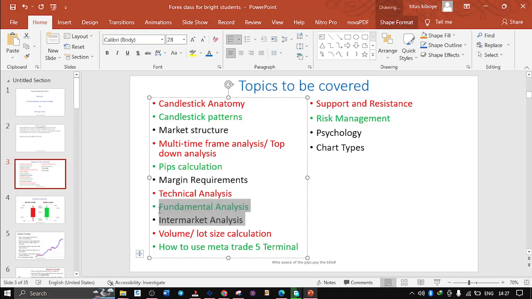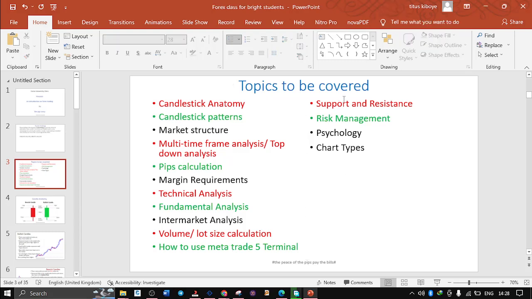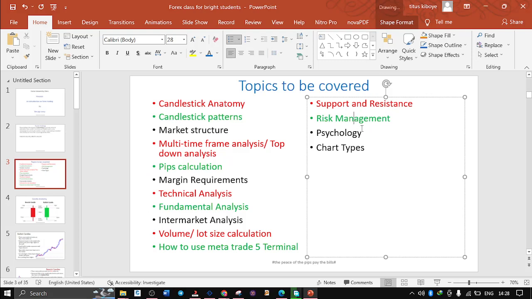This is mainly for currencies, the ones I've talked about. Now for indices we shall only require technical analysis. Then we have lot size calculation, volume calculation. We have how to use the trading platform, the one on your PC. Have you opened it already? Not really. As we are talking, you'll be opening it. Then we have support and resistance. We have risk management, psychology, and chart types. I think these I've just updated them right now.